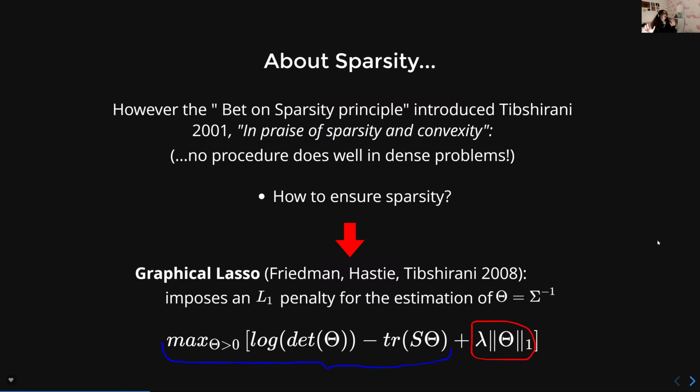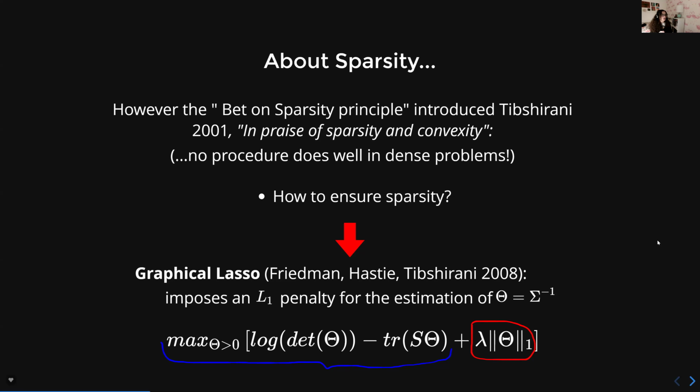Now, we like sparsity. However, it's convenient anyway, because there's no procedure that does well in dense problems. This is the vector sparsity principle. So anyway, it's a good thing to assume sparsity, because it lets us also work better.